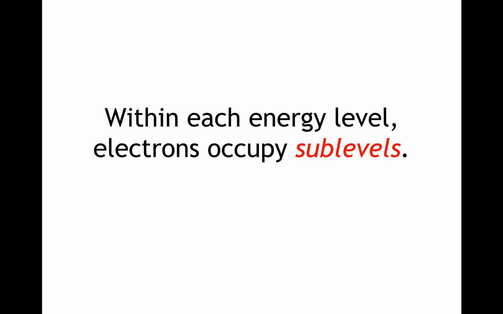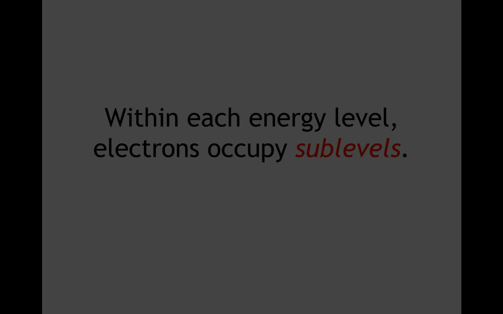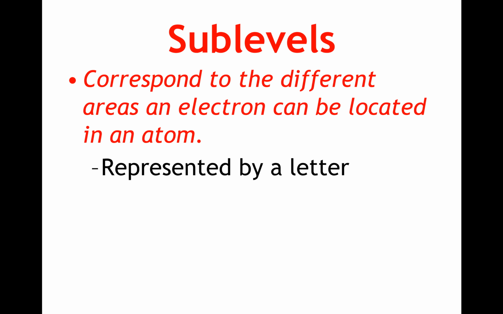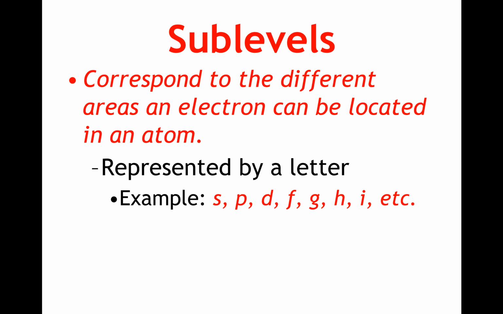Within each energy level, electrons occupy sublevels. So we've got energy levels and sublevels. Let's take a look at these sublevels. These correspond to different areas an electron can be located in an atom. We're going to represent these by letters. These are s, p, d, f, and g, h, i, and so on. But you don't need to know anything really past s, p, d, and f, because we don't have so many elements that we would actually even use g, h, and i.